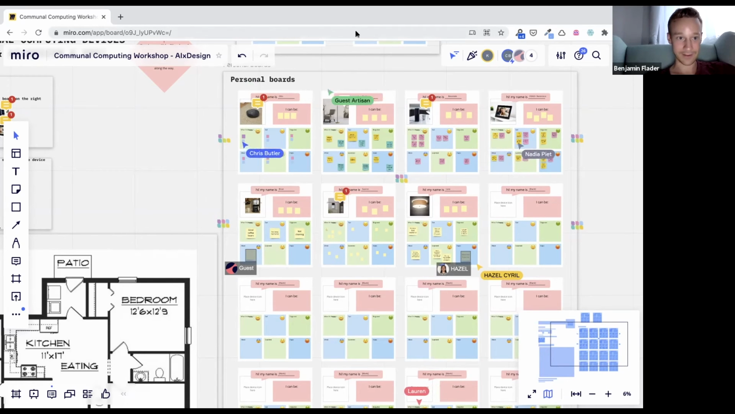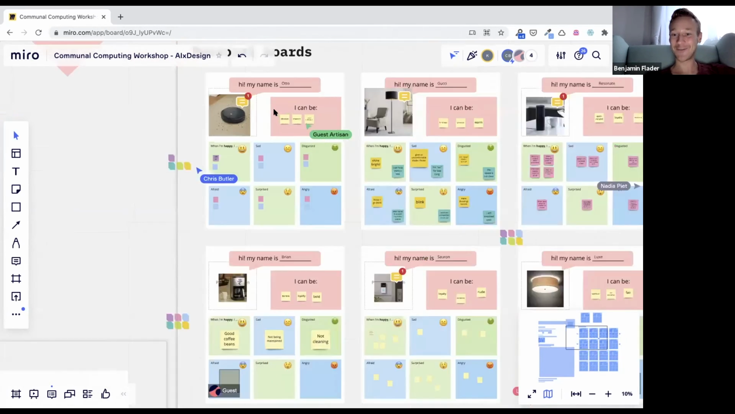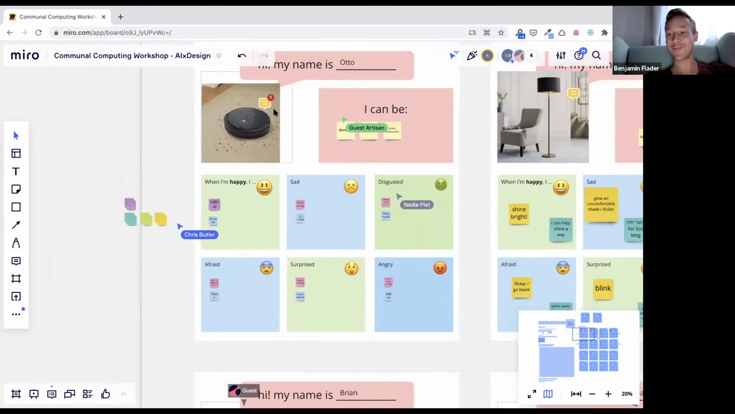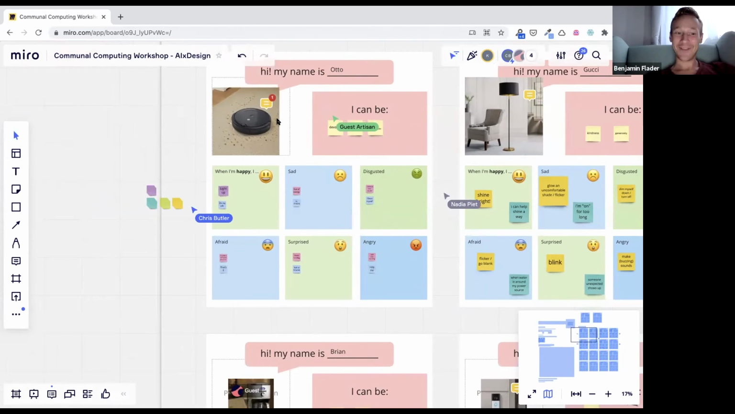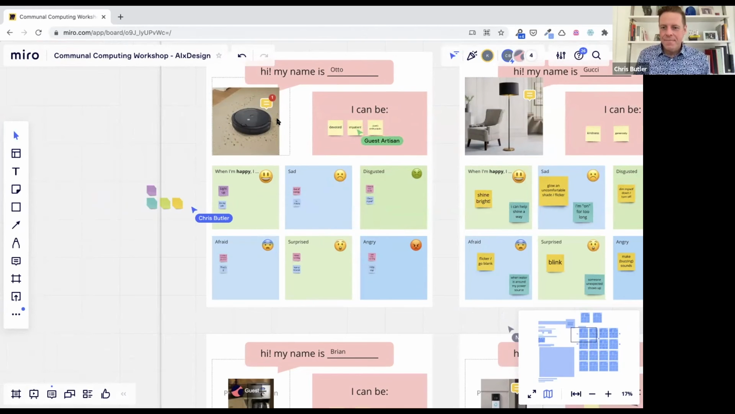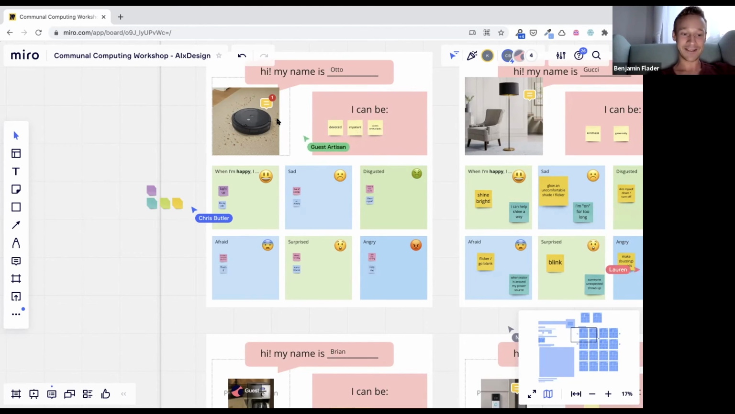Sure. Hi, my name is Otto. Otto, because it's round and it's the same from every direction, so it can go around and it's still the same. And I can be devoted, impatient, and overly enthusiastic, because it really wants to clean all the time. Impatient, because it runs and runs, no matter if there's something in the way, and overly enthusiastic because it keeps running and doing stupid things also. So a little bit of both here.